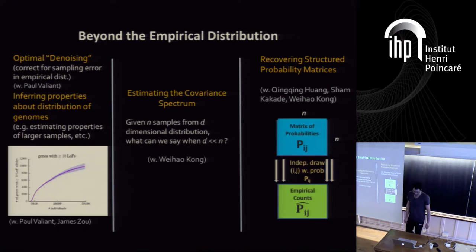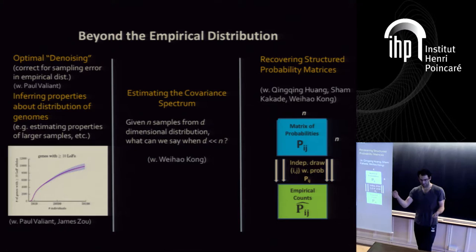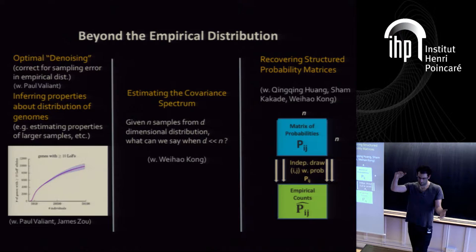The second part of the talk is dealing with a distribution over the reals. Imagine you're given data drawn from some high-dimensional Gaussian, a Gaussian distribution in d dimensions. In the regime where the number of samples is much less than d, in many cases you don't have enough information to accurately estimate the top principal components.